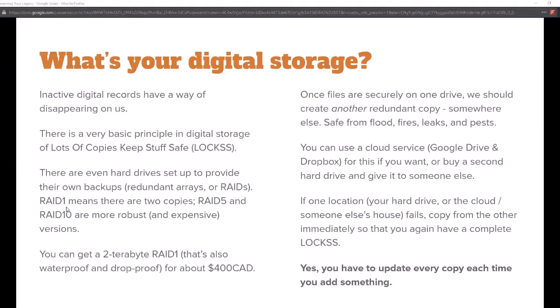So if you have 2 USB sticks where you're doing this at-home lock system and they're identical, yeah, maybe you could trust that for 5 years, but I wouldn't.